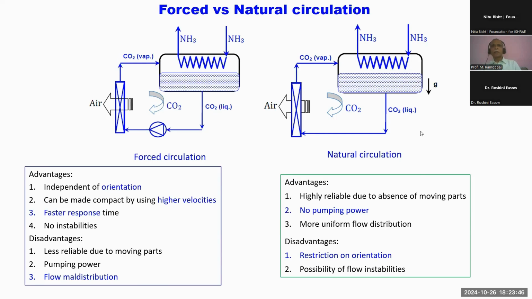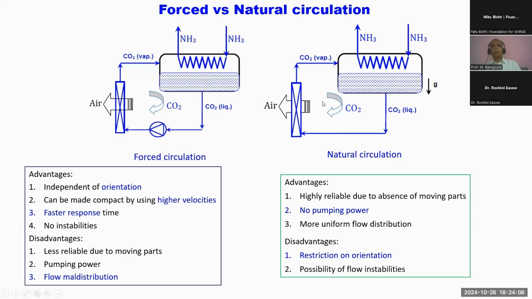Obviously, it has some disadvantages. The orientation is restricted, and I have to have a certain amount of height for the system to operate. So this is one of the major disadvantages of natural circulation loops. And there is also a possibility of flow instability. That means, depending upon the design, if it is not properly designed or properly operated, the flow can reverse.